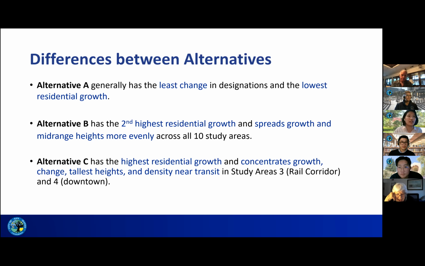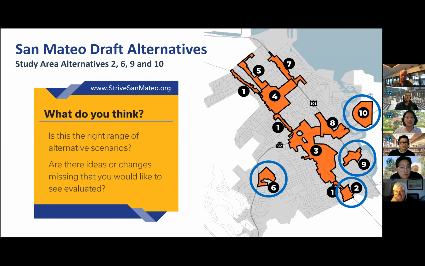And so for tonight, I'd like to remind you, we are not making a decision on the draft land use alternatives. We're really looking at each alternative A, B, and C for the 4 select study areas. And we're asking for your input. Do you think this is the right range of alternative scenarios? If not, what ideas or changes would you like to see? Do you think anything is missing that you would like staff to further evaluate? So tonight, we're really looking just for input.